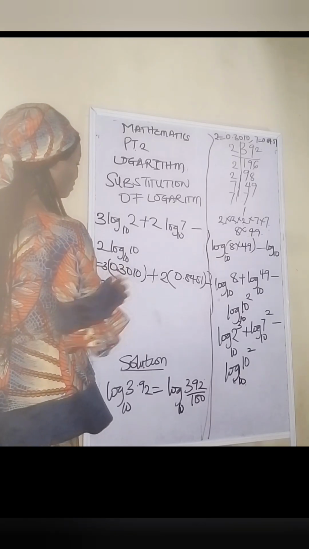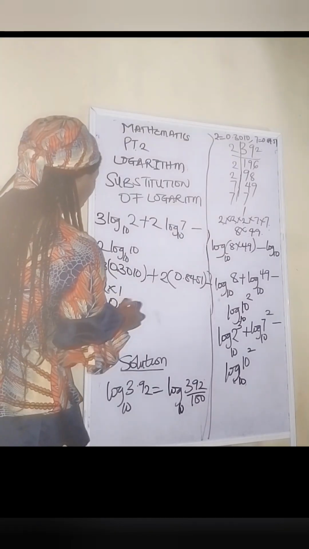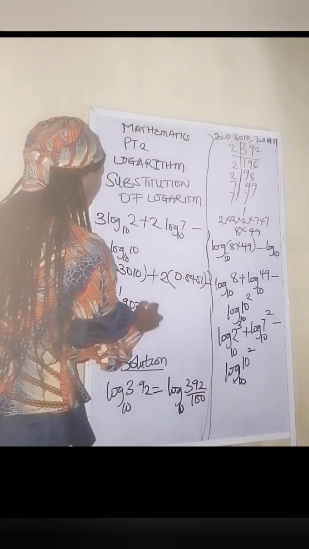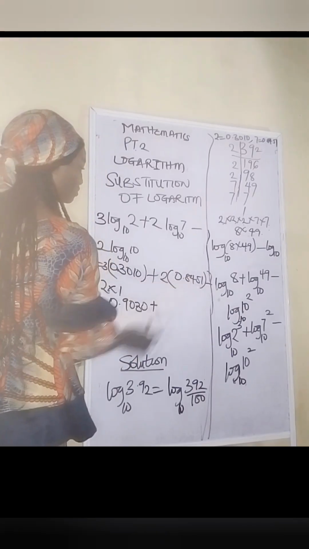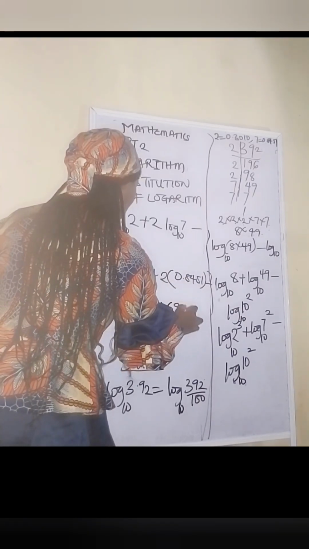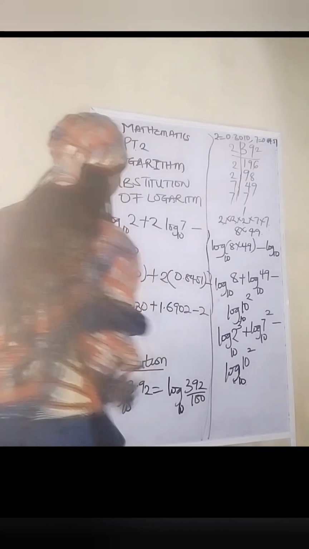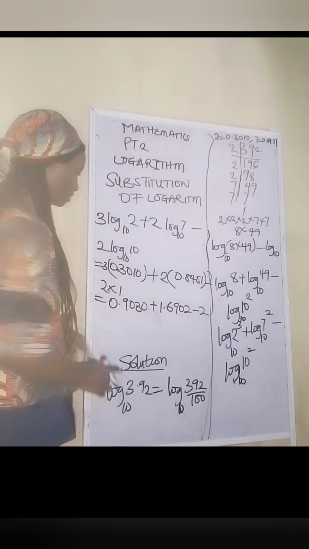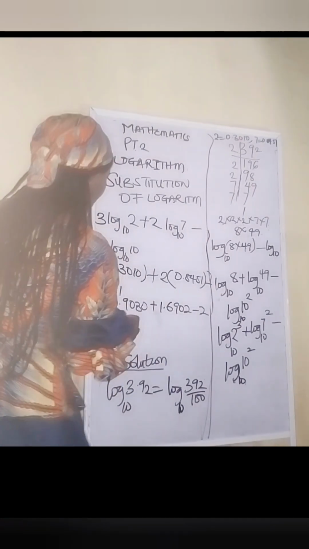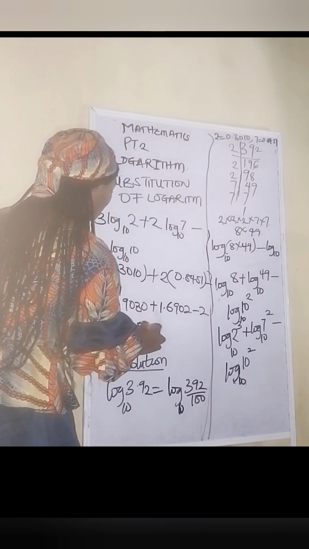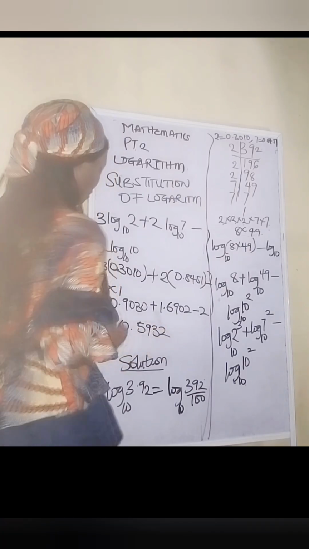3 times this will give us 0.9030. So 2 times this will give us 0.6902, minus 2. 2 times 1 is 2. Do you understand? So our final answer is 0.5932. You understand? So this is our final answer.